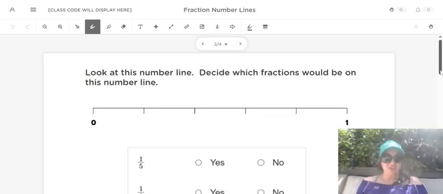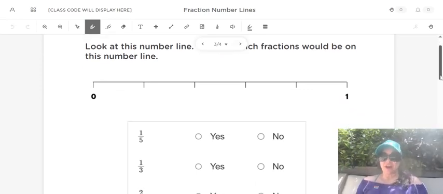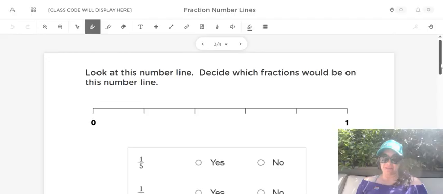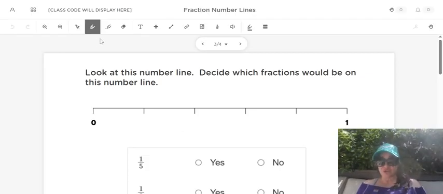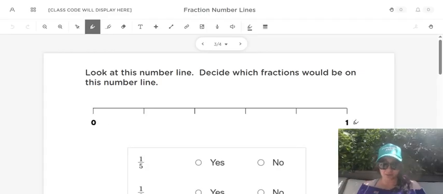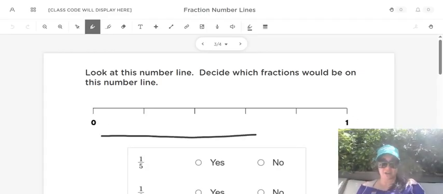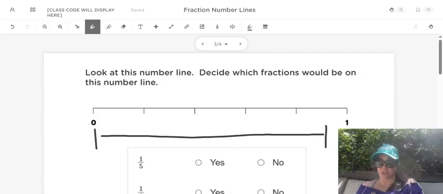Okay, once you look at this number line, decide which fractions actually would be on the number line. So here's what I want you to do. Don't even look at the fractions yet. Just number the number line. On your dry erase board, draw this number line. Here is a 0, here is a 1. If I were to draw it, mine would probably look like this.